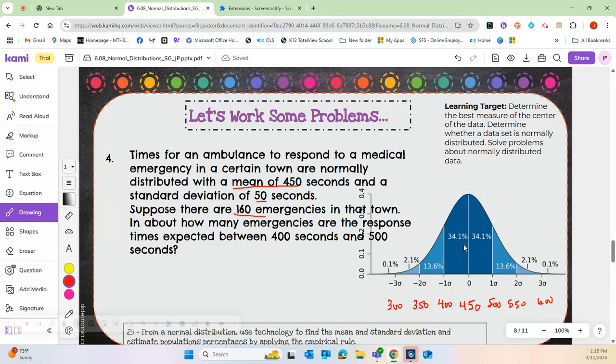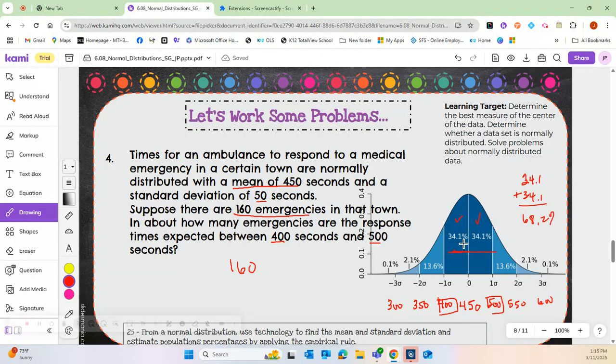Suppose there are 160 emergencies in that town, and about how many emergencies have response times between 400 and 500? So here's 400, here's 500. It's going to be these 2 percentages. So we'll add those up. 34.1 plus 34.1 is going to be 68.2.